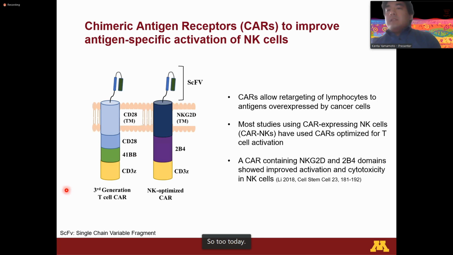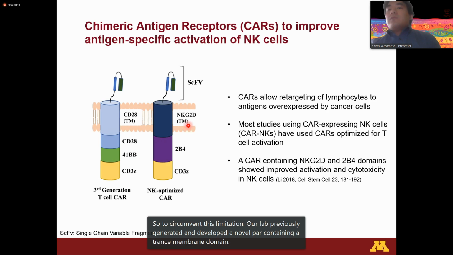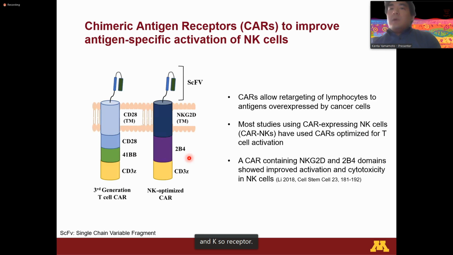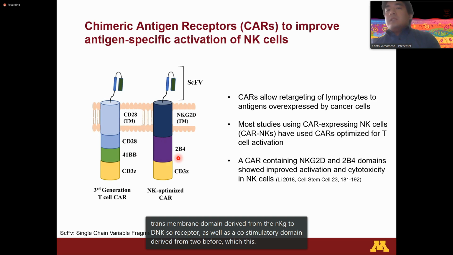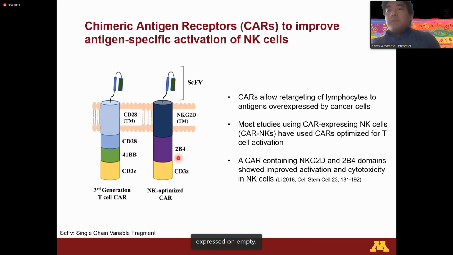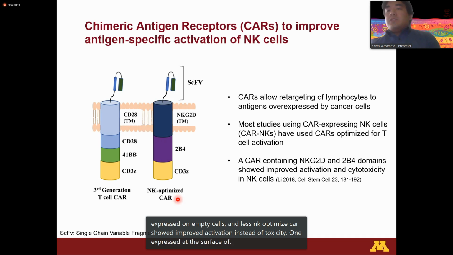So to circumvent this limitation, our lab previously generated and developed a novel CAR containing a transmembrane domain derived from the NKG2D NK cell receptor, as well as a co-stimulatory domain derived from 2B4, which too is natively expressed on NK cells. And this NK-optimized CAR showed improved activation and cytotoxicity when expressed at the surface of natural killer cells.